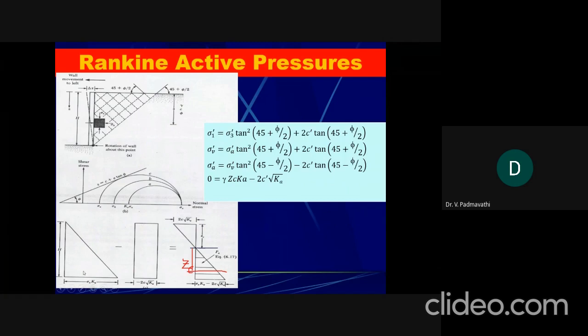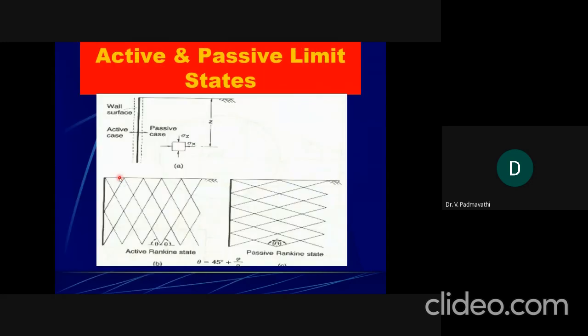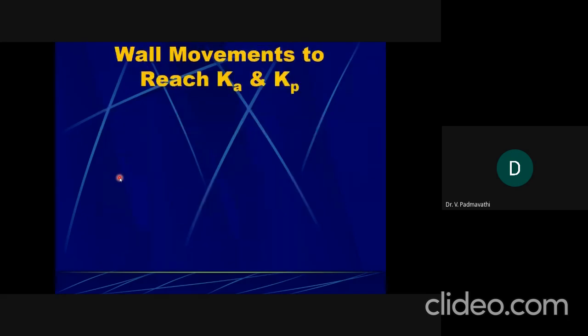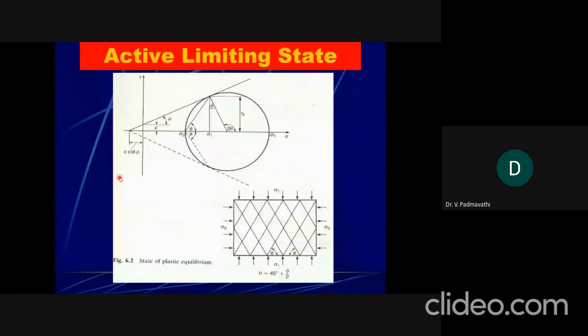So already we have seen this strength envelope. If you want to get this failure line, just search for that. For this one, I am mentioning the failure conditions here. This is, with some angle, that is 45 plus φ by 2. Theta is 45 plus φ by 2 in case of active earth pressure.